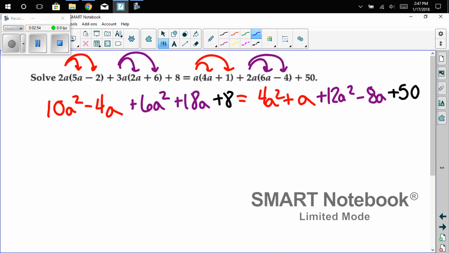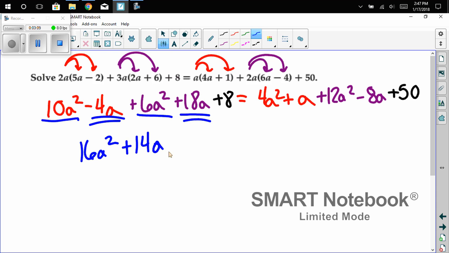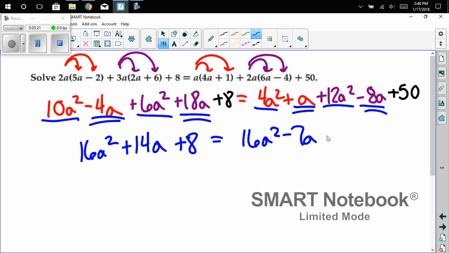Okay, now, before I start combining things across the equal sign, we're just going to go through and on each side of the equal sign, we're going to combine like terms. So I got the a squared here and the a squared there. So it's going to be 16a squared. I got the negative 4a and the positive 18a. It's going to give me positive 14a here. And then the plus 8 comes down. Same thing on the other side. So I got 4a and 12a gives me 16a squared. I got the a and the negative 8a is going to give me negative 7a. And then, of course, the plus 50.